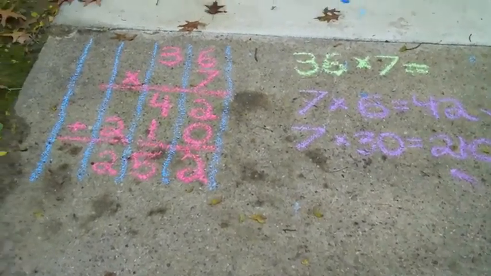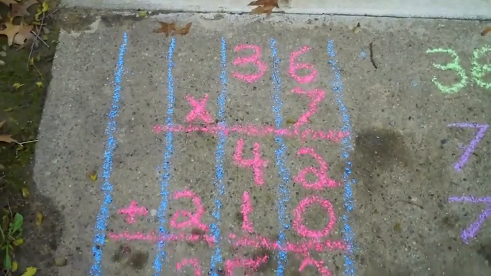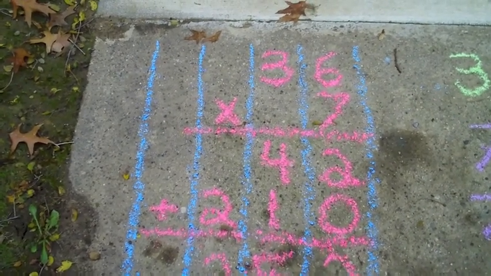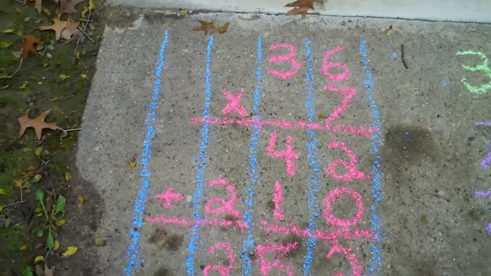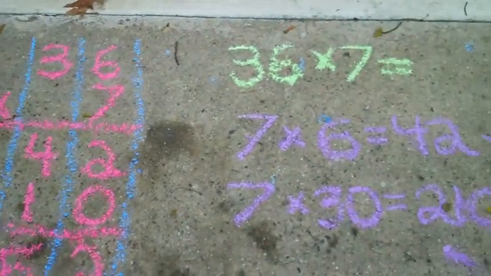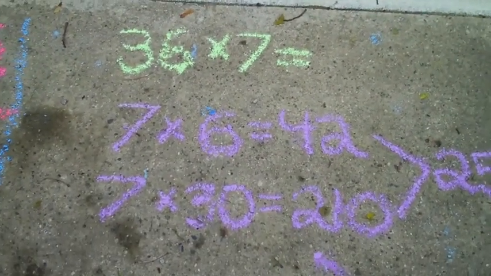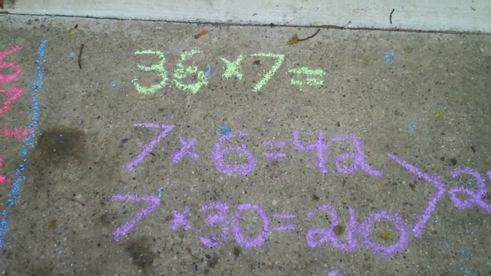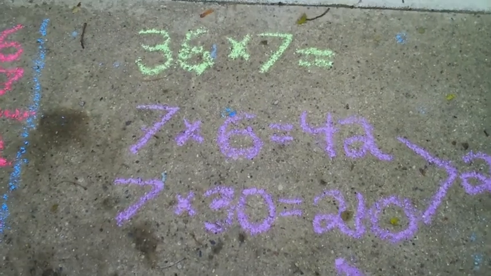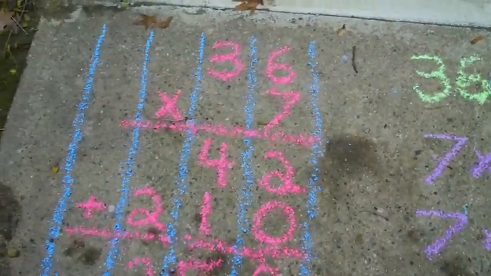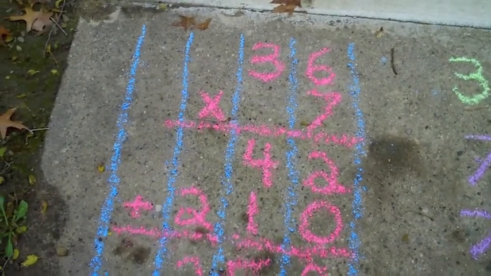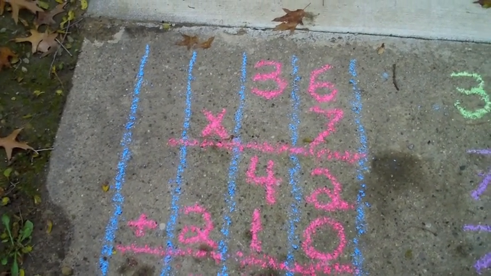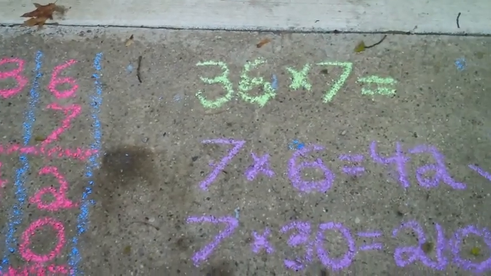So if we look at our first strategy we used to solve 36 times 7, we first multiplied in the ones column. So we did 6 times 7 first. And then in partitioning, we also multiplied 6 times 7. We just switched it around so it's 7 times 6. But we still get the same answer for both, 42. And then over here, 6 times 7, 42. So in both strategies, we first multiply the ones together, 6 and 7.